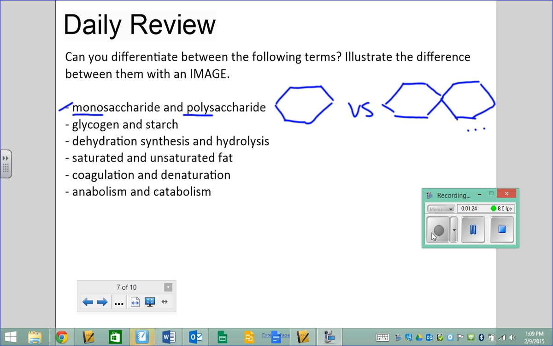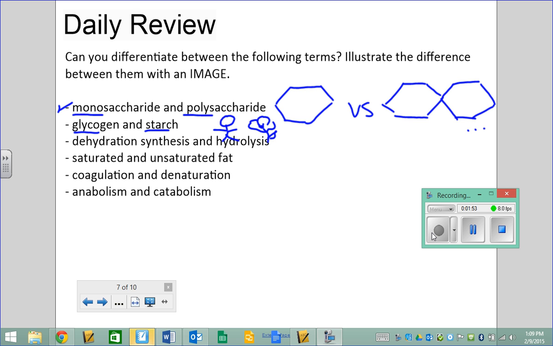Now I noticed a number of people were stuck on glycogen and starch until I said they come from different organisms, and then quite a few of you remembered that glycogen comes from an animal and starch from a plant. So you very easily could have drawn a person and a flower to represent the difference. Glycogen is the storage form for a carbohydrate in your muscles. Starch is a storage form for plants.